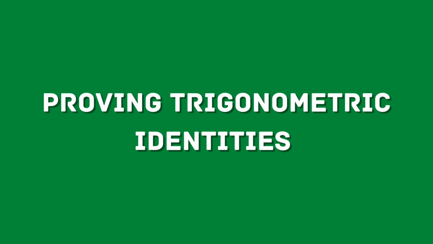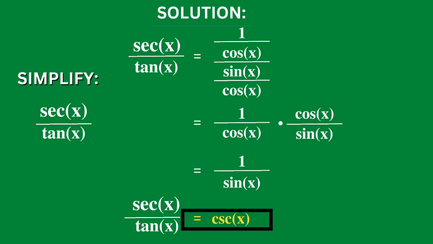So the next and last topic is proving trigonometric identities. The given must be simplified. The given is secant x over tan x. First, by simplifying, we need to rewrite both functions in terms of sine and cosine. So that is why it is written 1 over cosine x over sine x over cosine x.